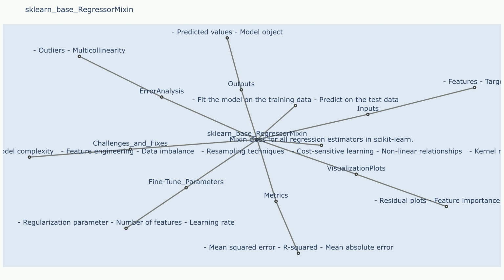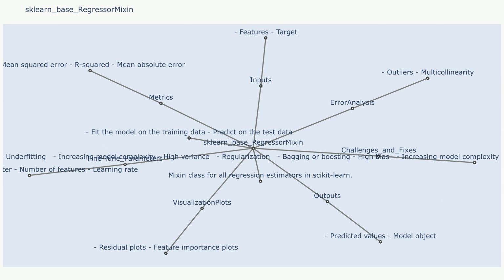sklearn.base.RegressorMixin. Description: RegressorMixin is a base class in scikit-learn (sklearn) that defines the common interface for regression models. It provides a set of methods and attributes that all regression models in sklearn should implement. This class acts as a blueprint for building regression models, ensuring consistency and interoperability within the sklearn ecosystem.